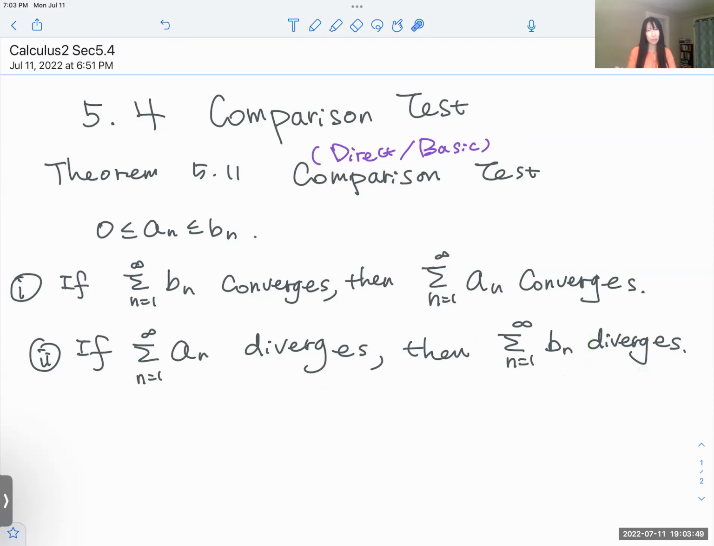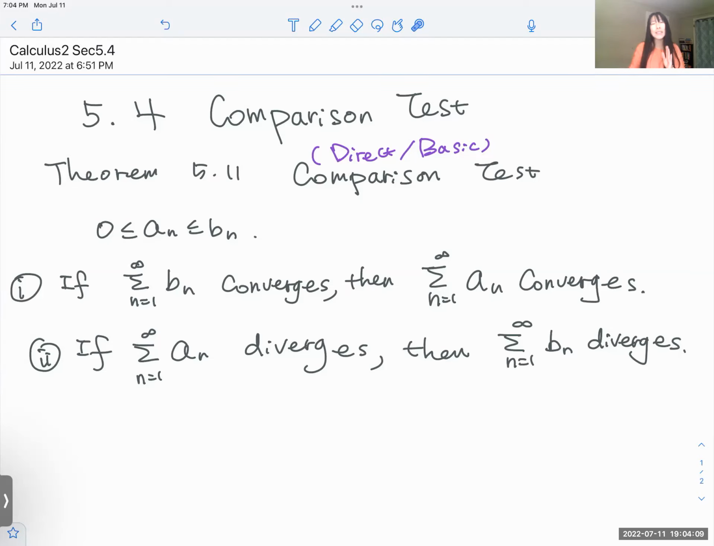Make sense? What do you mean by bigger or smaller? Just bigger or smaller? Yeah, because look at the inequality, right? Oh yeah, okay. So this is bigger than or equal to this one, right? So let us do an example so that we understand which one is bigger, which one is smaller, okay?